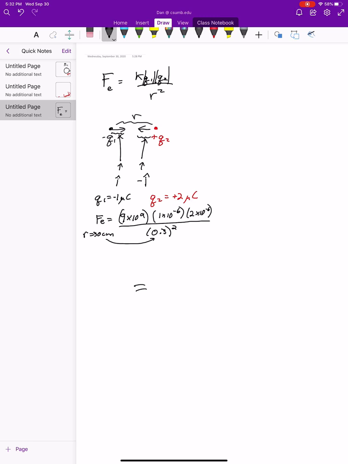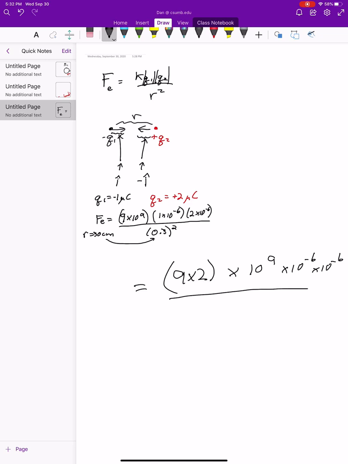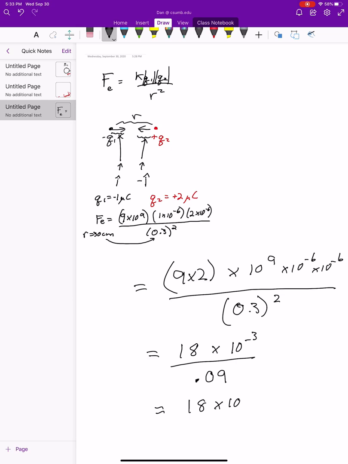Okay, so then I do the work of doing this. On top I have 9 times 2, just reordering what is being multiplied by what. And on the bottom I have 0.3 squared. So next step. 18 times, on top 10 to the 9th times 10 to the minus 6 is 10 to the 3rd, times 10 to the minus 6 is 10 to the minus 3rd, divided by 0.09, which is 0.3 squared. I'll rewrite what the bottom is. It's 9 times 10 to the minus 2, because that makes it easy to see. 18 divided by 9 is 2. 10 to the minus 3rd divided by 10 to the minus 2nd is 10 to the minus 1st. So that gives me 0.2 newtons.